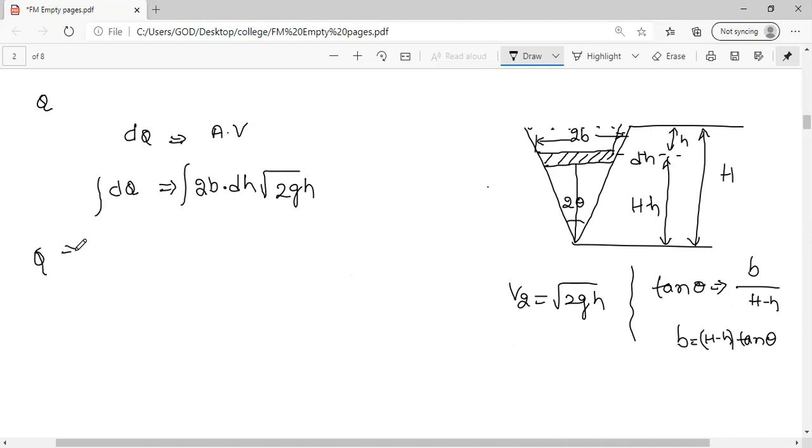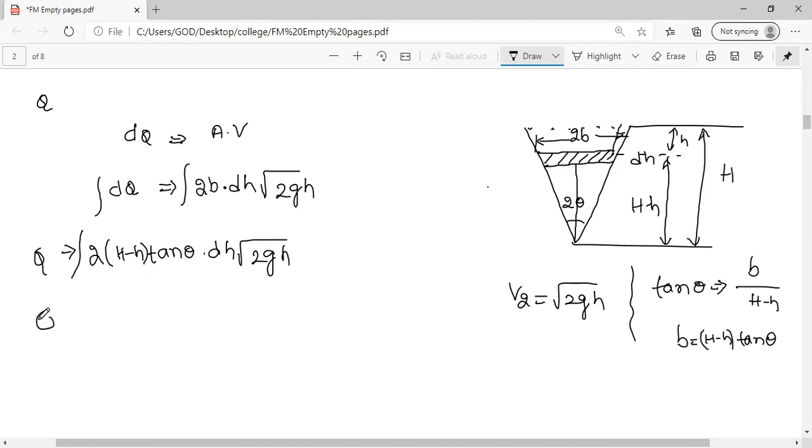Integral dQ is equal to Q. From that I can write this as 2 into integral. Let me remove this because it is not looking good. So let me write integral 2 into b, written as H minus h of tan theta, into dh into root 2gh. This was the equation we are getting.